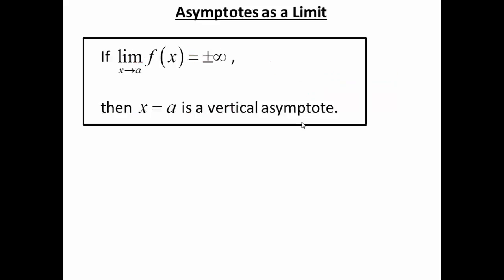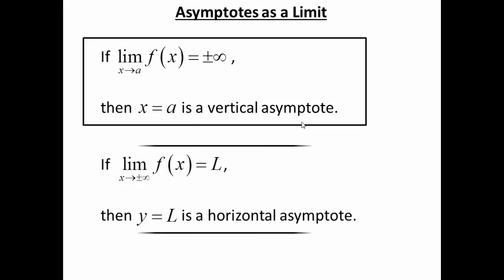So if the answer is infinity, we have a vertical asymptote. If the limit is going to infinity, then we have a horizontal asymptote, as long as that answer comes out to a finite number.